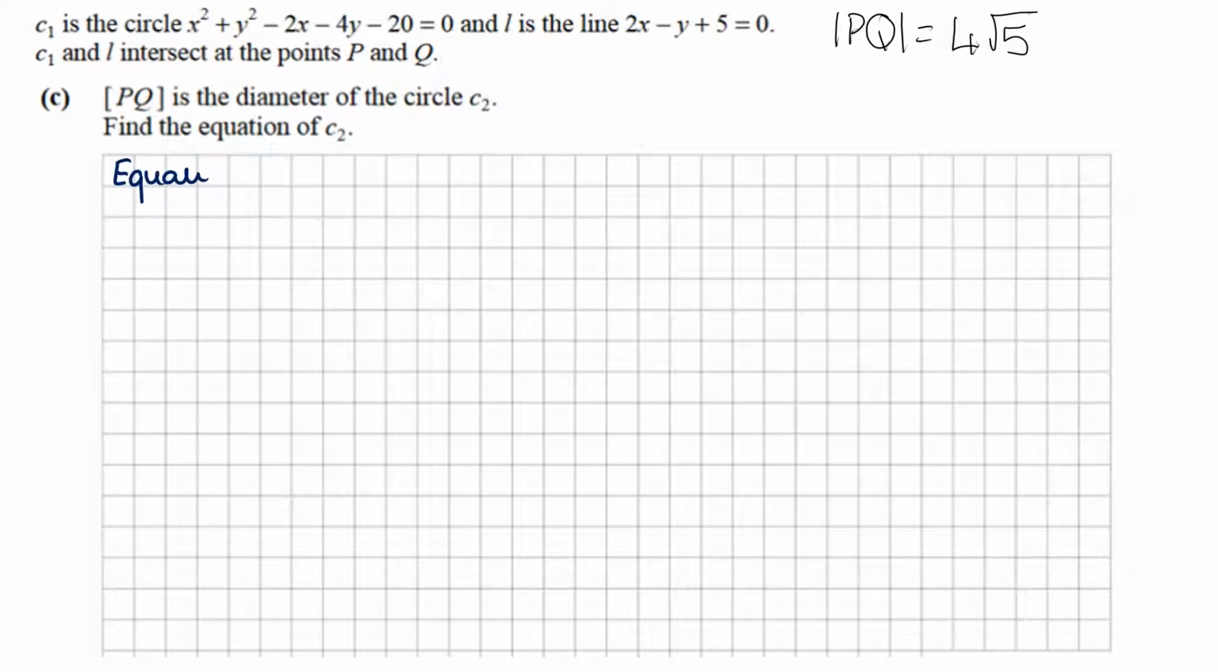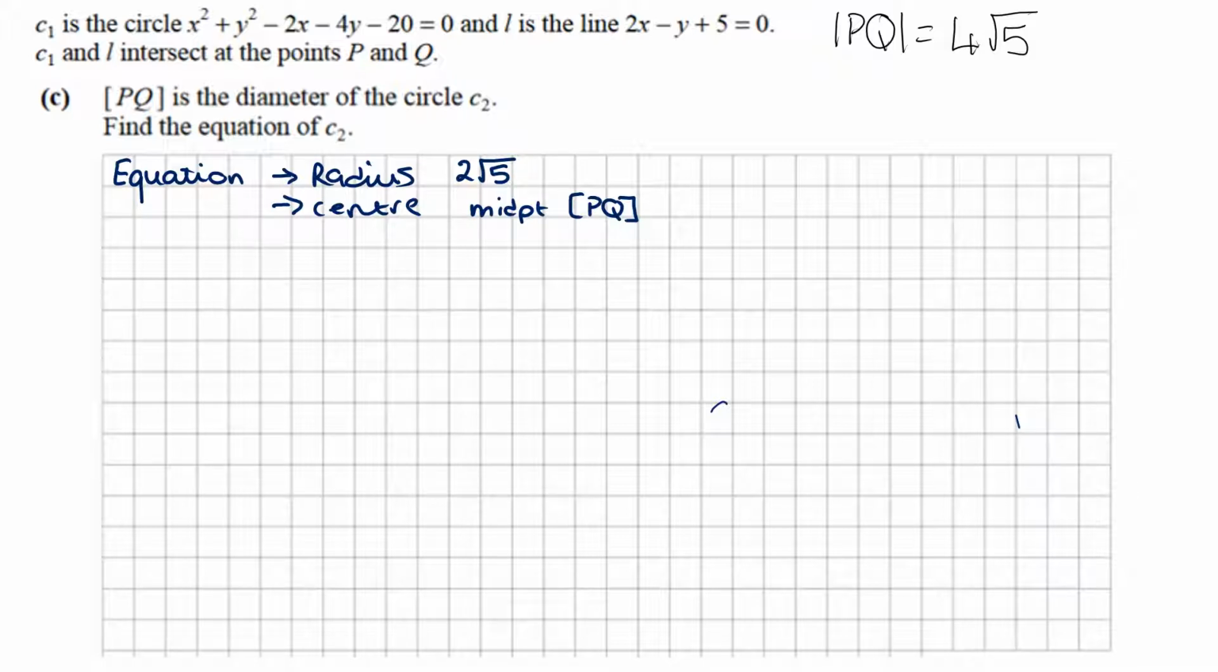But to work out the equation of a circle, we need two things. We need to know the length of the radius, and we need to know the center. Now, I do know the length of the radius because if PQ is the diameter, that was 4 root 5, then the radius here will be half of that, which is 2 root 5. That was actually the length of x, which we worked out in part B. We are trying to find the center. Now, the center is actually going to be the midpoint of PQ, but we don't know P and Q. So what we need to work out are the points P and Q, and then we're able to work out the midpoint.